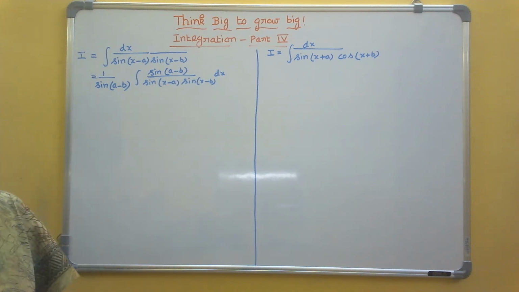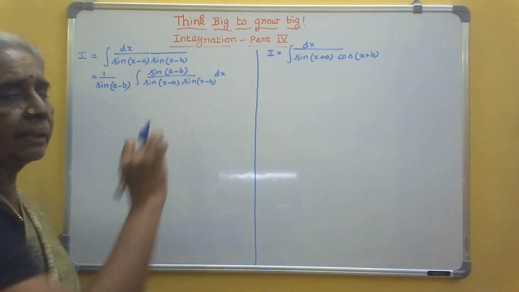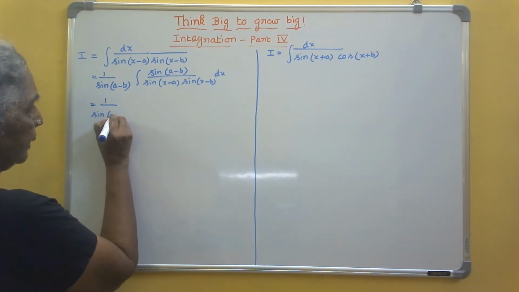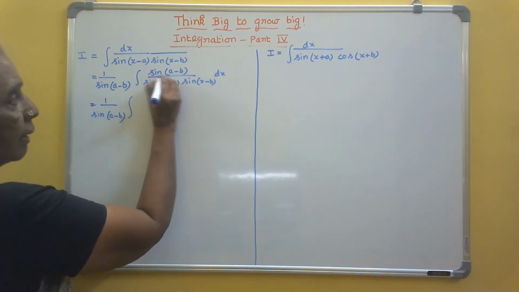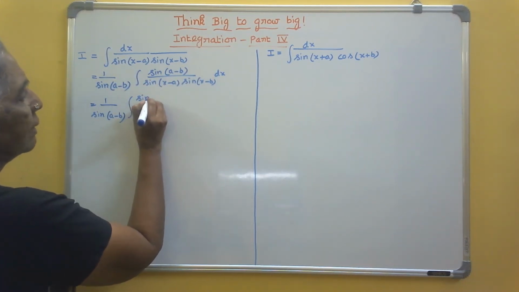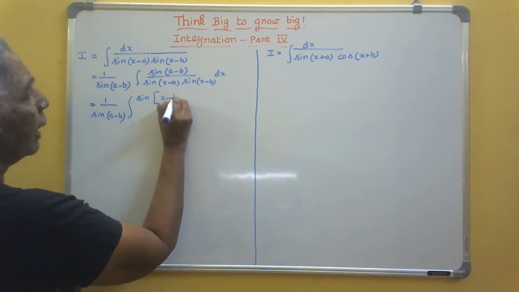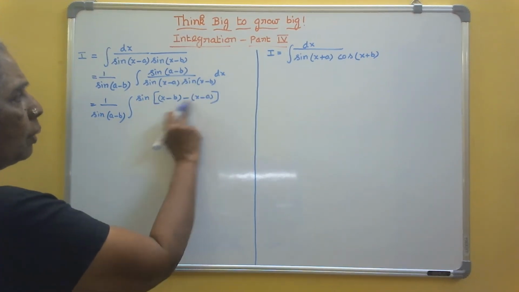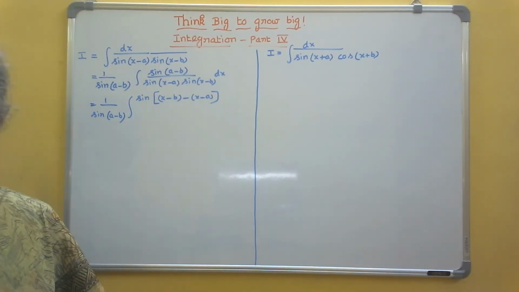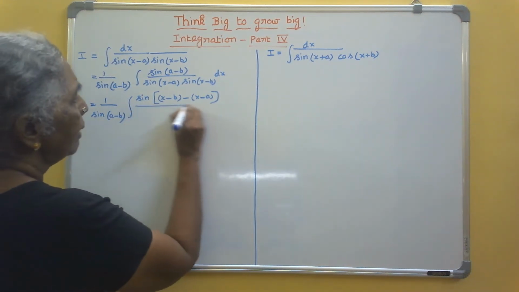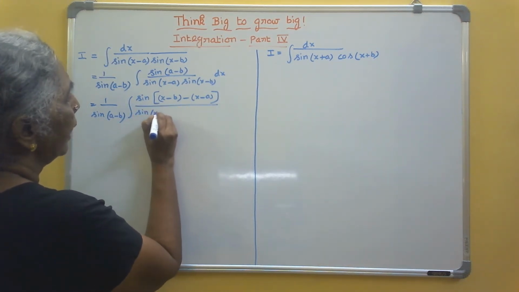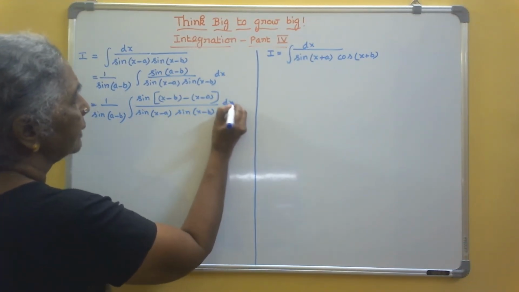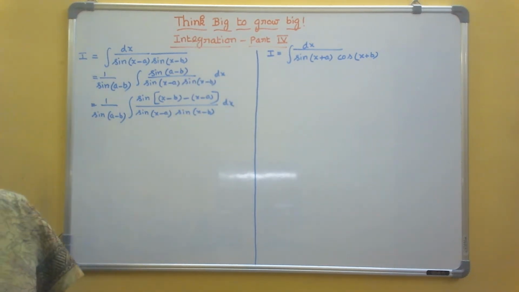Now I am coming to step 2. I have here x minus a and x minus b. So now what I will do, I will write this as it is, integral. This sine of a minus b I will write as sine of x minus b minus x minus a. We are using these two and expressing that as a minus b. Now the denominator you write as it is, that is sine of x minus a into sine of x minus b dx. So step 1 and step 2 we have introduced.